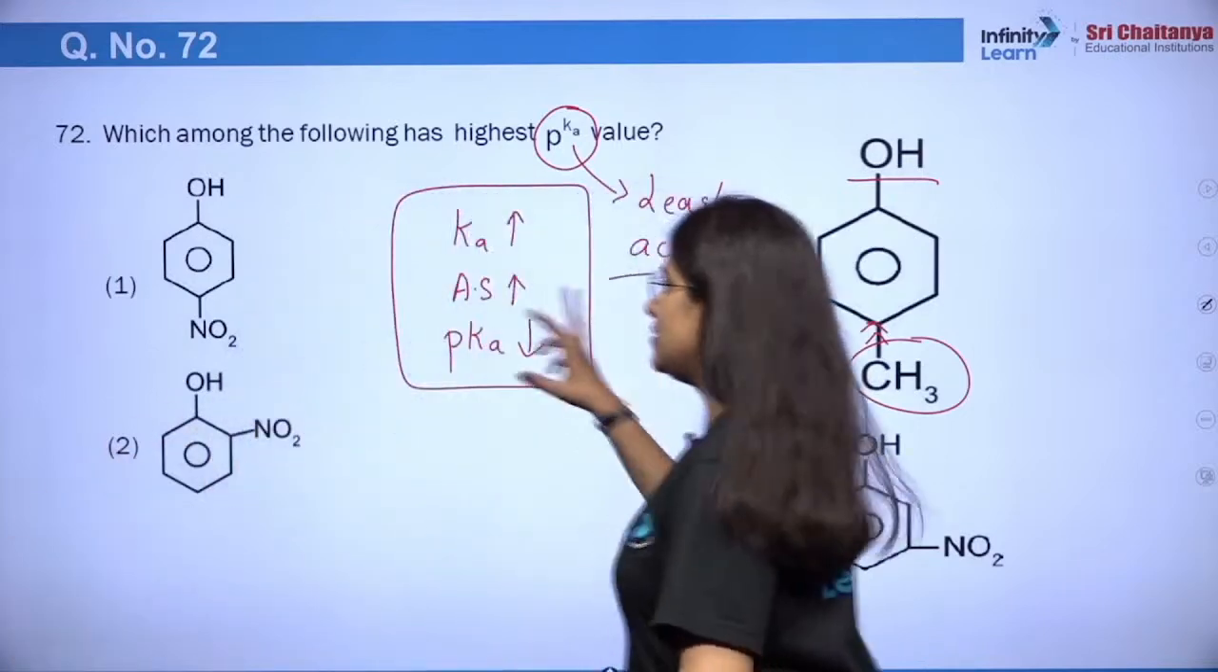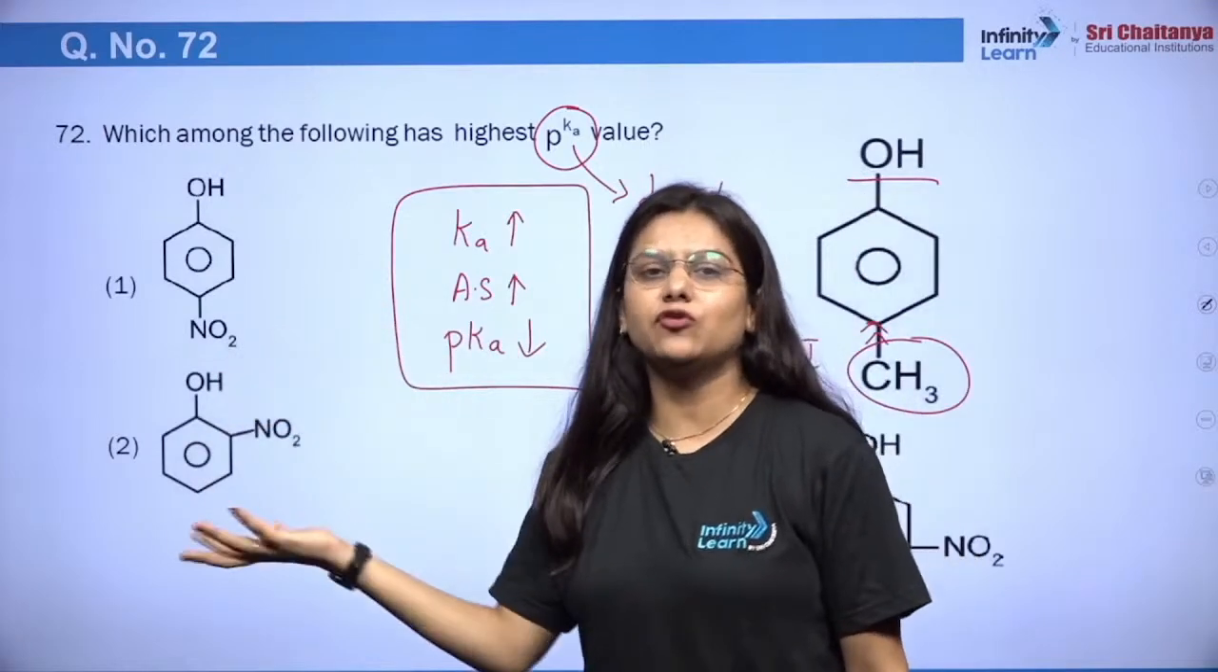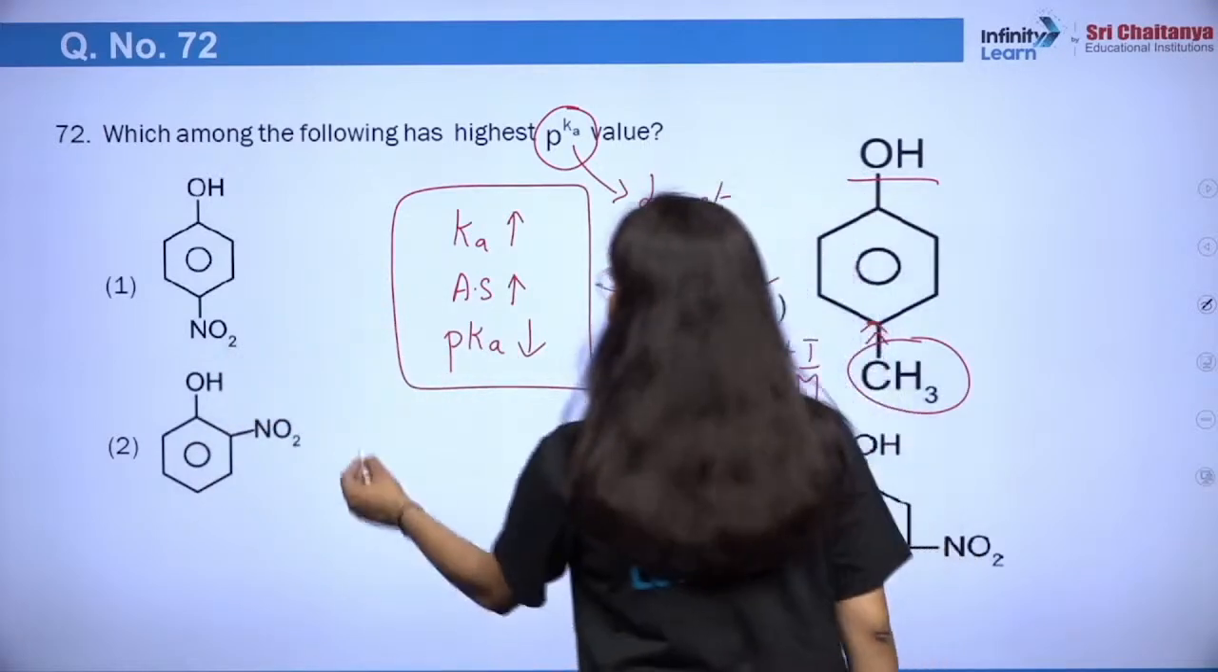Now coming to all these compounds, these are acidic in nature. Why? Because of the presence of the electron withdrawing NO2 group. And what is the order of acidic character?